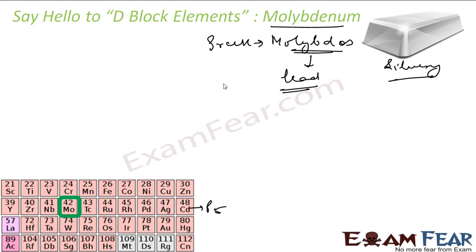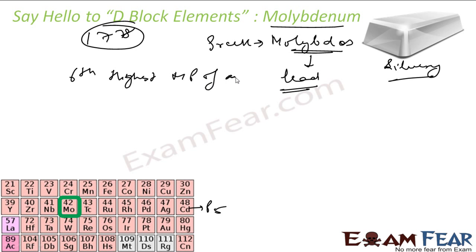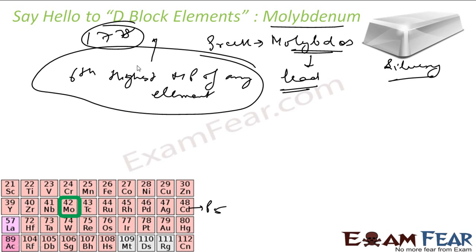It was discovered in 1778 and it generally occurs in the combined state. It has a very high melting point. In fact, it has the 6th highest melting point of any element. Forget about the metal, any element, this has the 6th highest melting point. Since it is very hard, it is used in steel, stainless steel production, and also some super alloys. It is used to create super alloys.